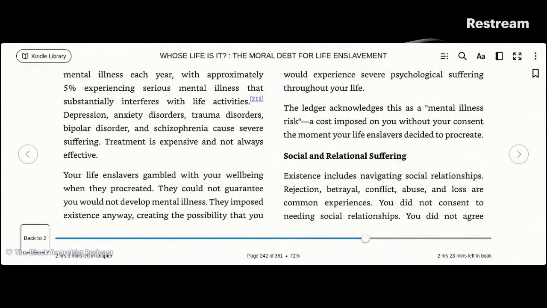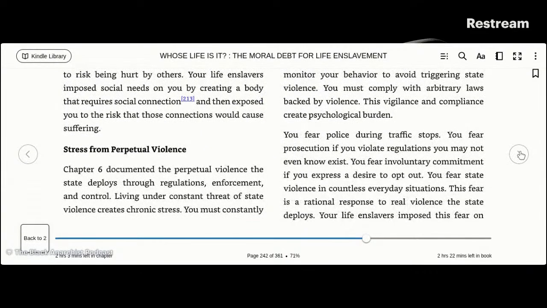Social and relational suffering. Existence includes navigating social relationships. Rejection, betrayal, conflict, abuse, and loss are common experiences. You did not consent to needing social relationships. You did not agree to risk being hurt by others. Your life enslavers imposed social needs on you by creating a body that requires social connection and then exposed you to the risk that those connections would cause suffering.